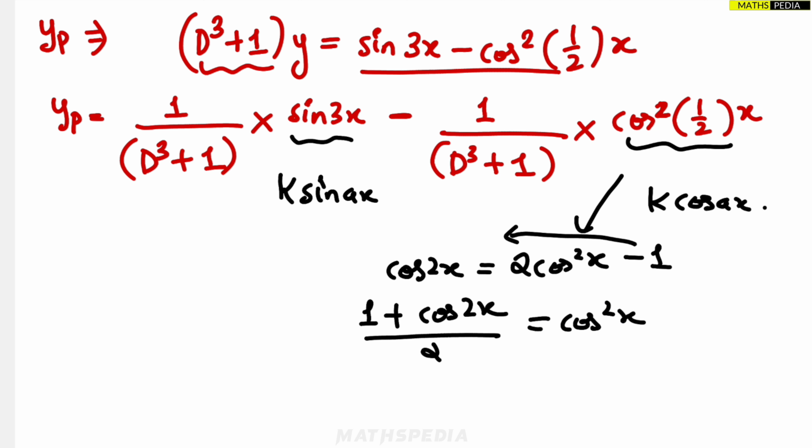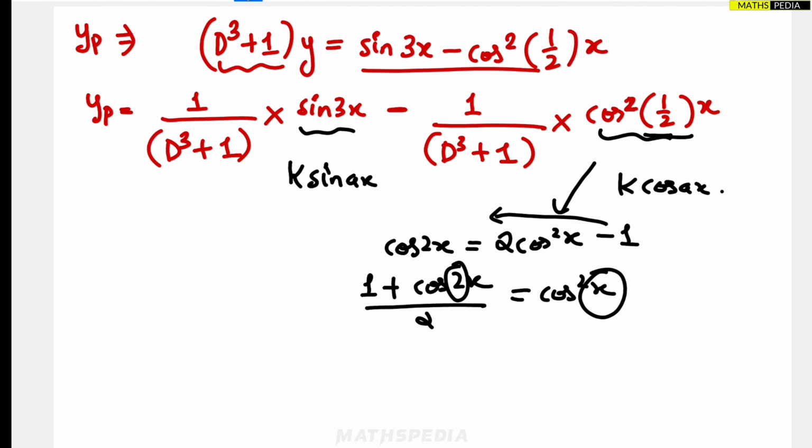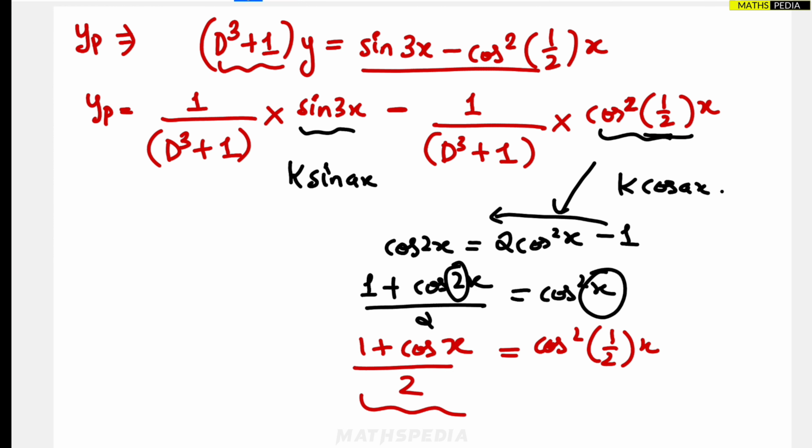But I want what? Cos square half x. So here angle should be half. If I make this angle half, here also angle will become half. Only angle will become half. Okay. So cos square half x will be equal to (1 plus cos 2 into half, which is nothing but 1) so cos x by 2. This you have to understand. Don't make everything half. Angle we have to make it half. So this is the formula.